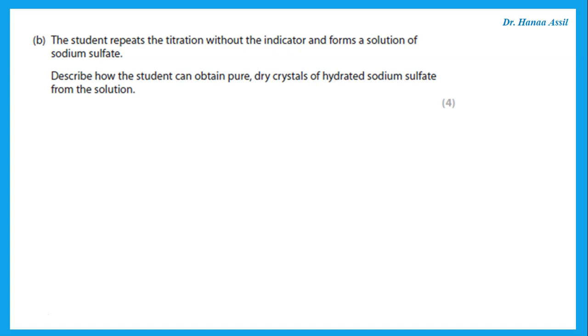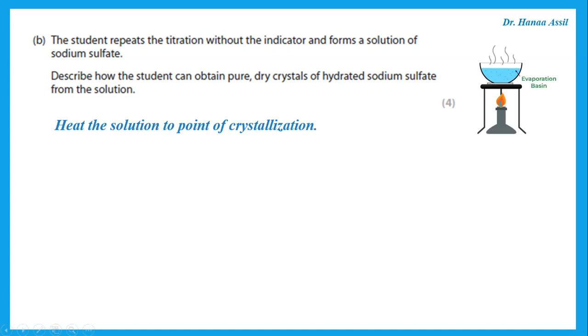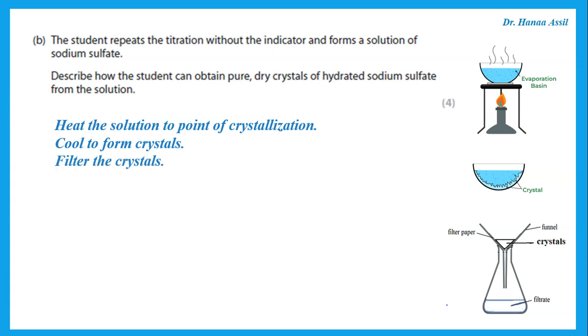The student repeats the titration without indicator, forms a solution of sodium sulfate. Now describe how the student can obtain pure dry crystals from the solution. So we already have the solution and we want crystals. So basically we're explaining crystallization. So how do we do crystallization? Heat the solution to point of crystallization. Cool to form crystals. Then we filter the crystals, and if we want pure and dry, we can say dry between filter papers.